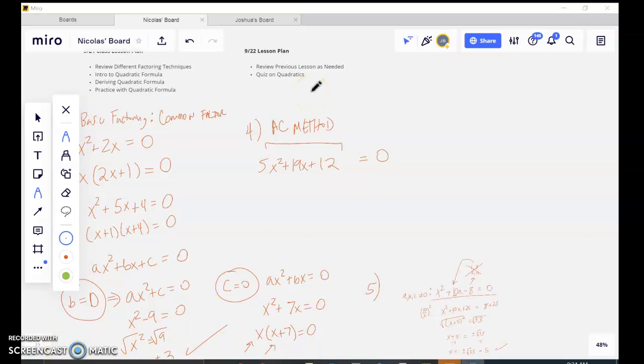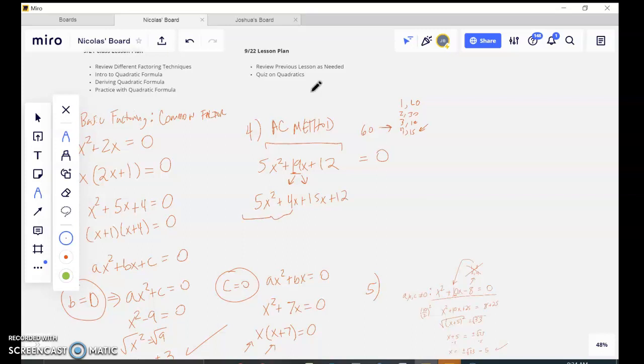So the AC method, right? Remember it's called the AC method because you take the A term and the C term and you multiply them together as your first step. So that would be 5 and 12. So 5 times 12 gives us 60. And we think of the factors of 60 that add up to 19, right? So 1 and 60, 2 and 30, 3 and 10, 4 and 15. There we go, 4 and 15. And then we split the middle number up into those two factors. So we have 5x squared plus 4x plus 15x plus 12, right?